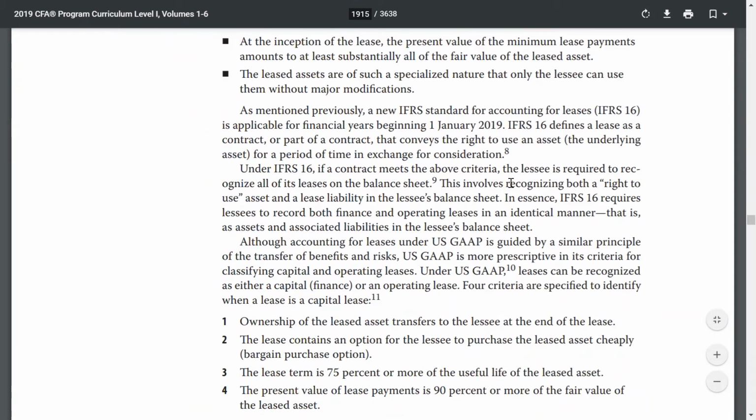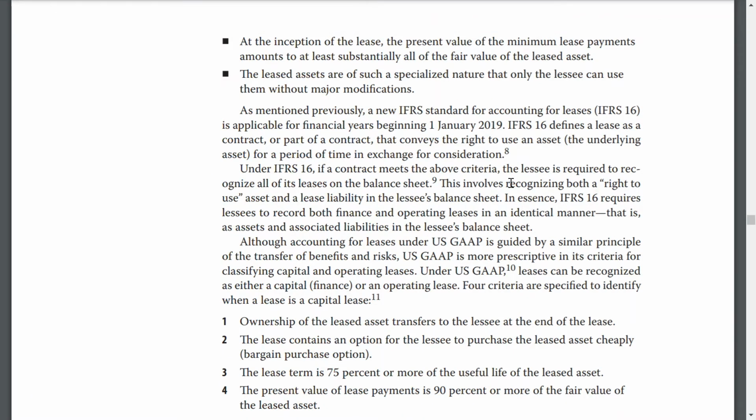As mentioned previously, IFRS 16 standards for accounting for a lease are applicable for financial years starting January 2019. IFRS 16 defines a lease as a contract, or part of a contract, that conveys the right to use an asset for a period of time in exchange for consideration. Under IFRS 16, if a contract meets the above criteria, the lessee is required to recognize all of its leases on the balance sheet. This involves recognizing both the right-of-use asset and a lease liability on the lessee's balance sheet. In essence, IFRS 16 requires lessees to record both finance and operating leases in an identical manner. That is, an asset and associated liability on the lessee's balance sheet.